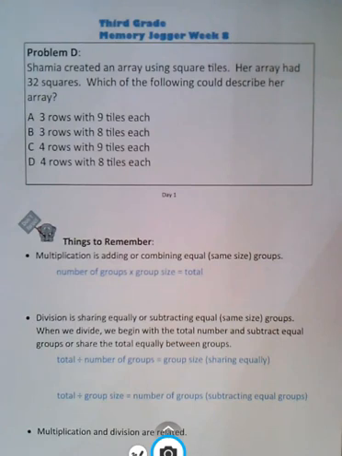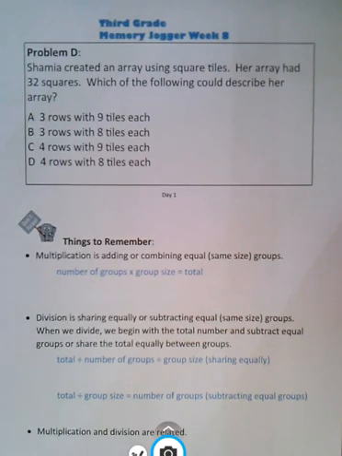We have a few things to remember. Multiplication is adding or combining equal or same size groups. The number of groups times the group size equals the total. Division is sharing equally or subtracting equal or same size groups. When we divide, we begin with the total number and subtract equal groups, or share the total equally between groups. We have the total. We divide by the number of groups and get the group size. Or we have the total and we divide by the group size and we get the number of groups. Multiplication and division are related.